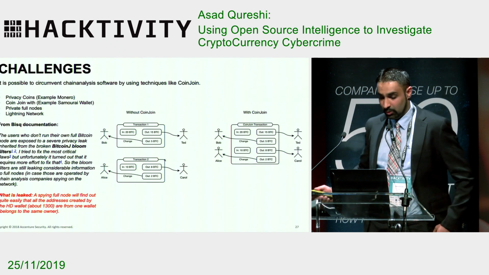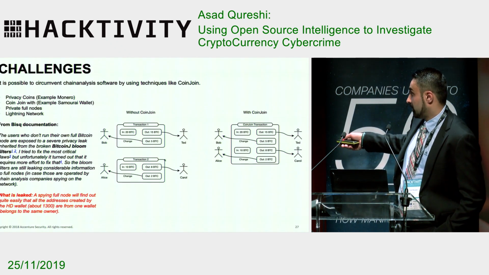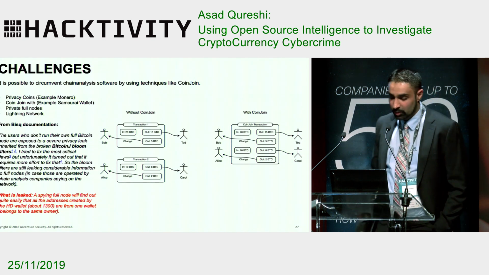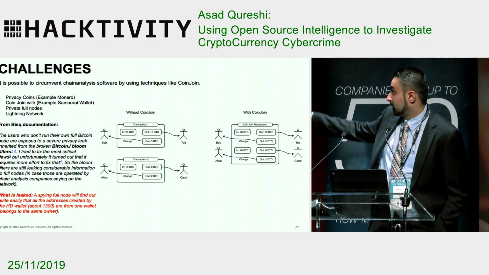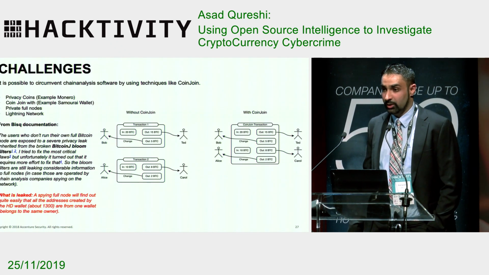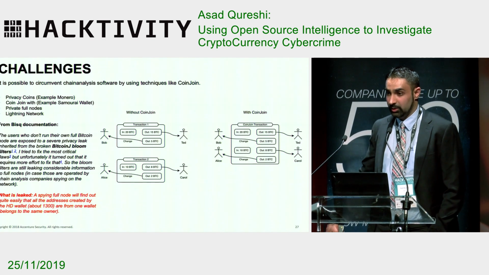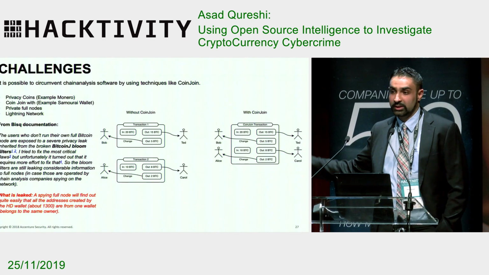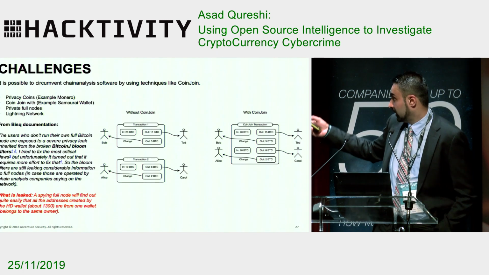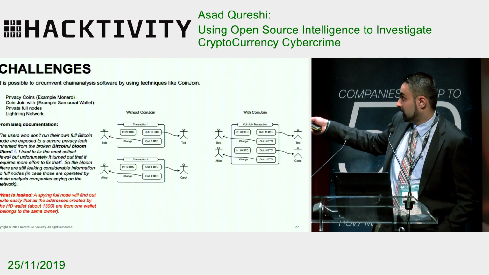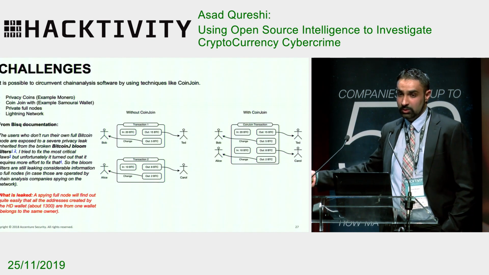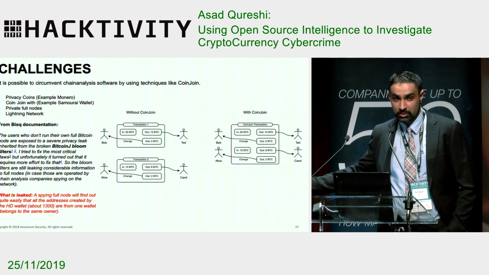Okay, so there is a challenge with tracing the Bitcoin blockchain. The first thing is that the privacy coins, for example Monero, are actually obfuscating the amount which is sent. So it's very hard to trace Monero transactions. But still, Monero is not widely used on the darknet. It's still Bitcoin.